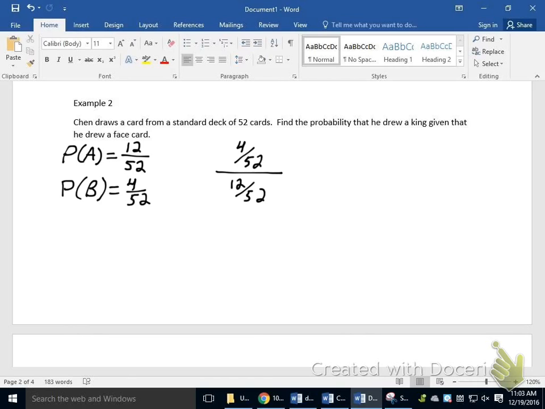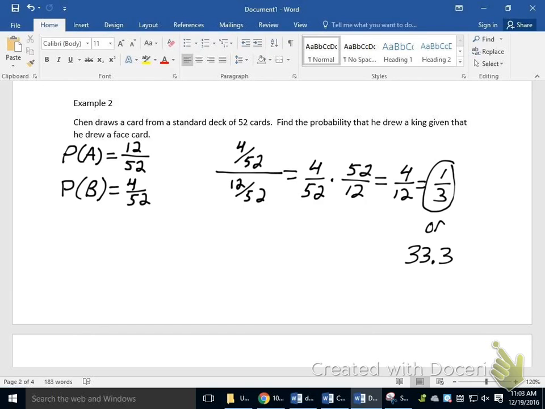Now, the convenient thing in this problem is that the 52s will actually cancel, because if I reciprocate the denominator, 52s cancel, I'm left with 4 over 12, which is simply 1/3. And again, that's 33.3 repeating percent. All right, and that concludes this problem.